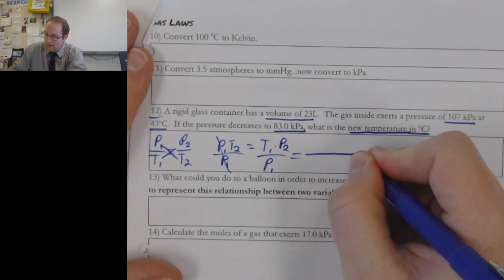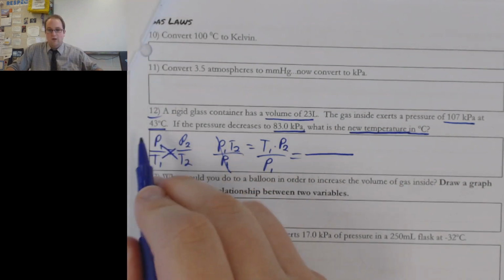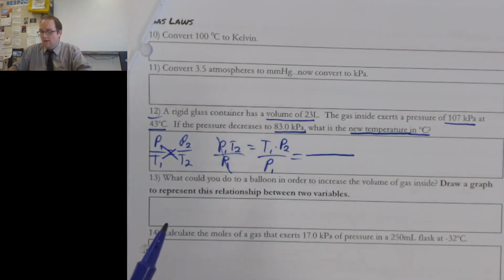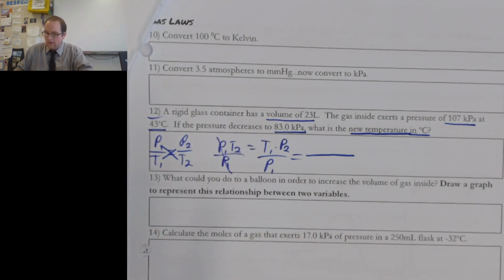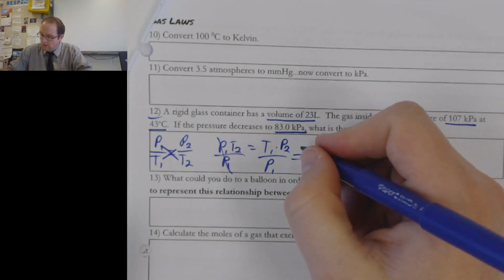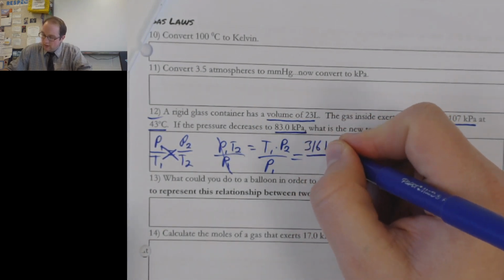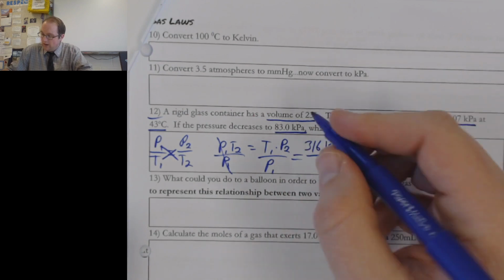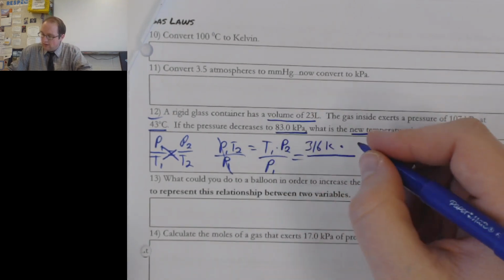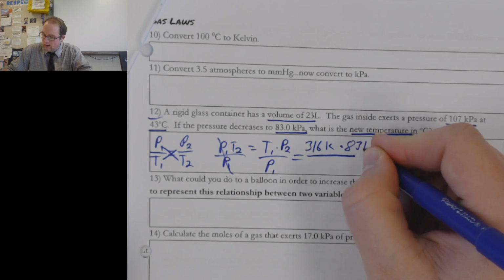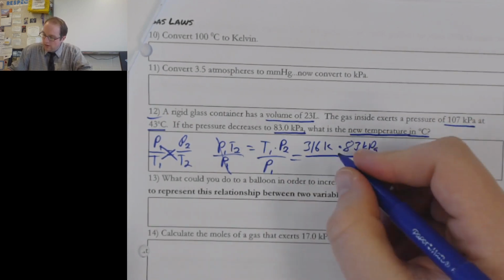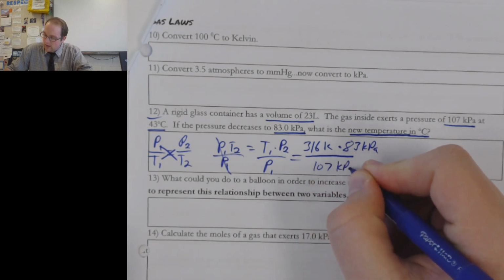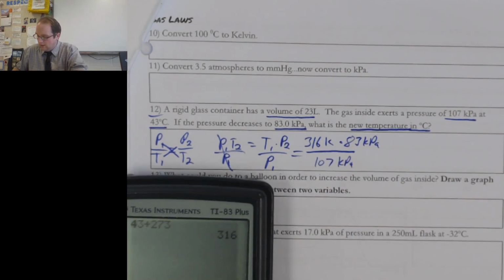Okay, let's plug in our values. And remember, we're not going to just plug in 43, because anytime we do a problem in a gas law, we want to make sure we convert to our friend Kelvin. So the temperature in Kelvin for 43 is going to be 316 degrees Kelvin. And then I'm going to plug in my P2. That was the second pressure after I decreased. So that's going to be the 83 kPa. And then lastly, I'm going to put in my initial pressure, the P1. That's the 107 kPa.